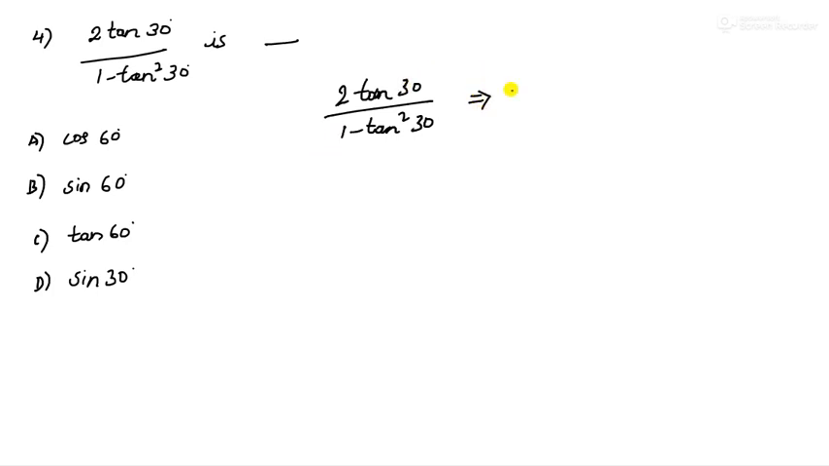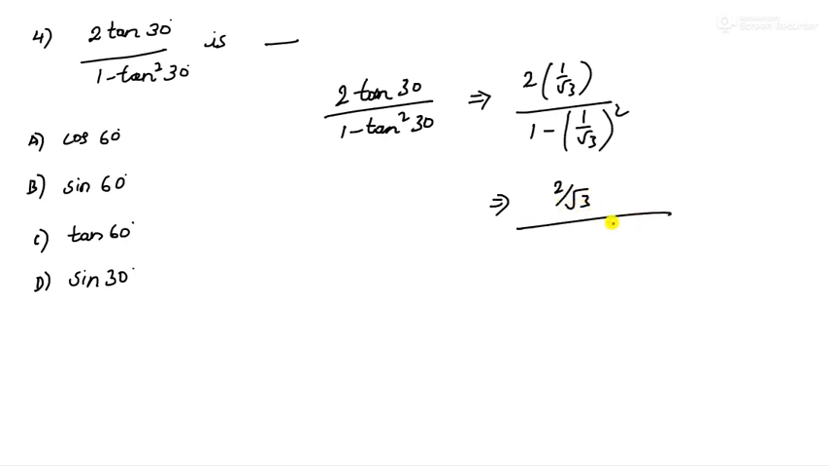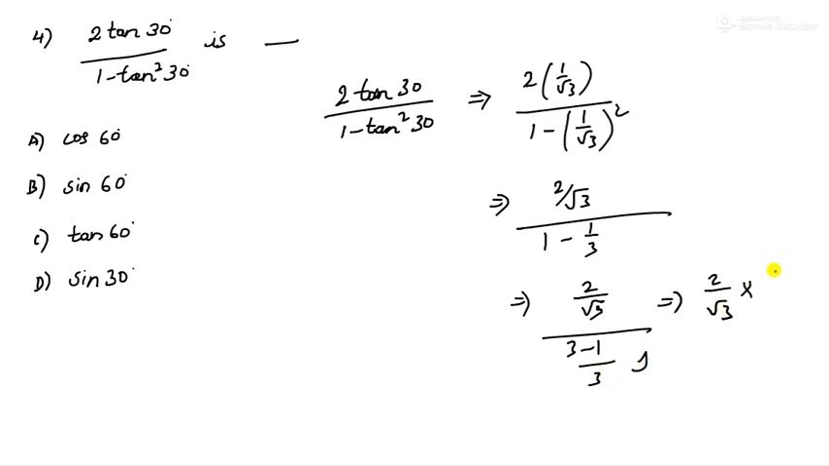See here, if you substitute tan 30, it is 1 by root 3, correct? And here, 1 minus tan 30, 1 by root 3 whole square. So when we solve here, we will get 2 by root 3 whole divided by 1 minus 1 by 3, correct? Now take the LCM, here you will get 3. So 3 minus 1, this becomes 2 by root 3, and when this comes to the numerator, it becomes 3 by 2, correct? So 2 will get cancelled, and you will get 3 by root 3.